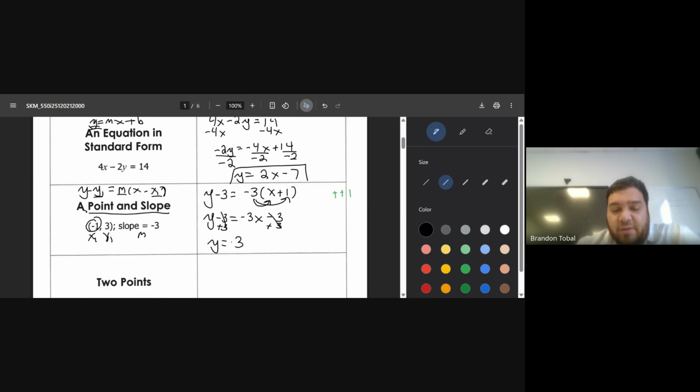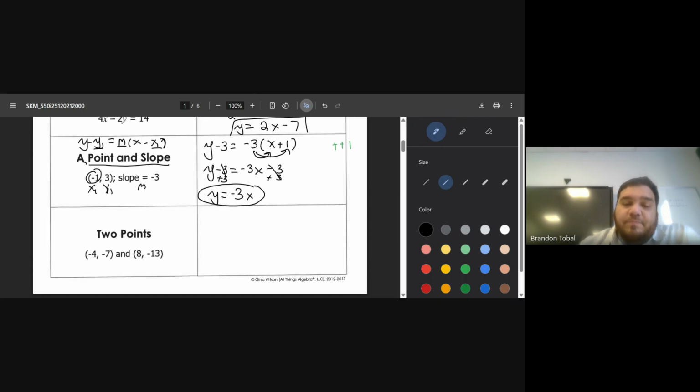So y equals negative 3x. I don't have to write plus 0. And I know someone was going to ask, if I write plus 0, is it wrong? No, it's not wrong. It's just a little improper.